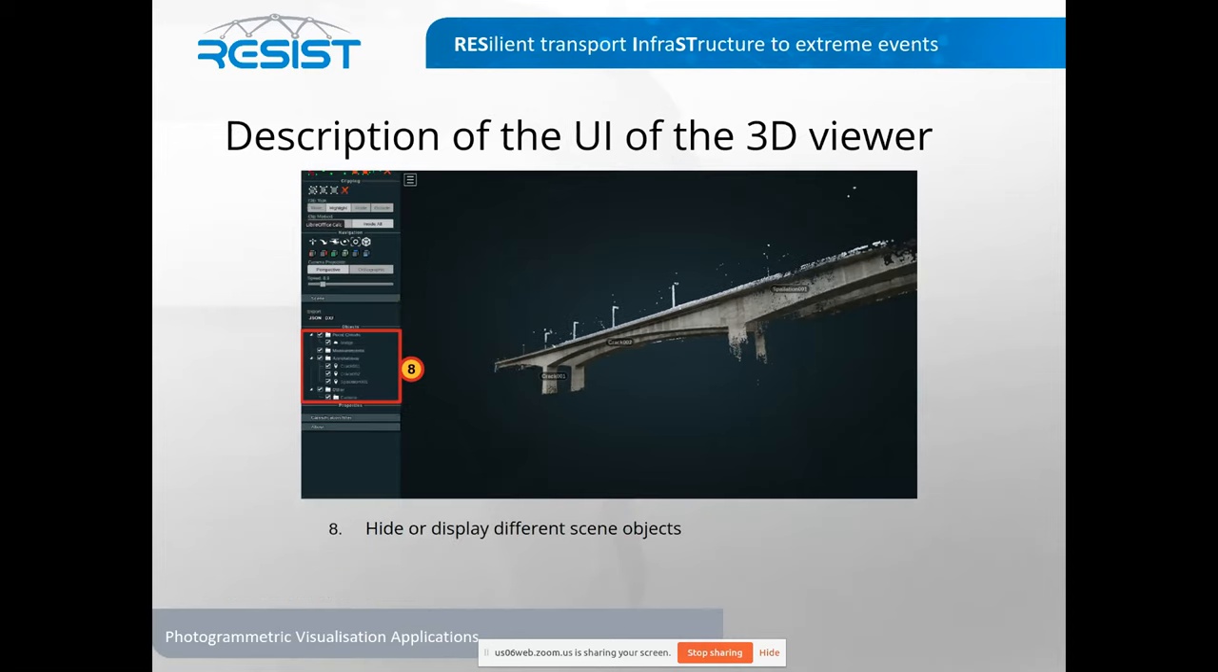And for completeness, we also have the scene section where the user can hide or display different scene objects like the taken measurements or the detected damages. By default, the viewer will load in the mobile-friendly version with a lower quality, and this can be adjusted by the users by switching to high-quality mode and render more points. But via this low mobile-friendly version, you can also view the model on your tablet or smartphone or whatever.